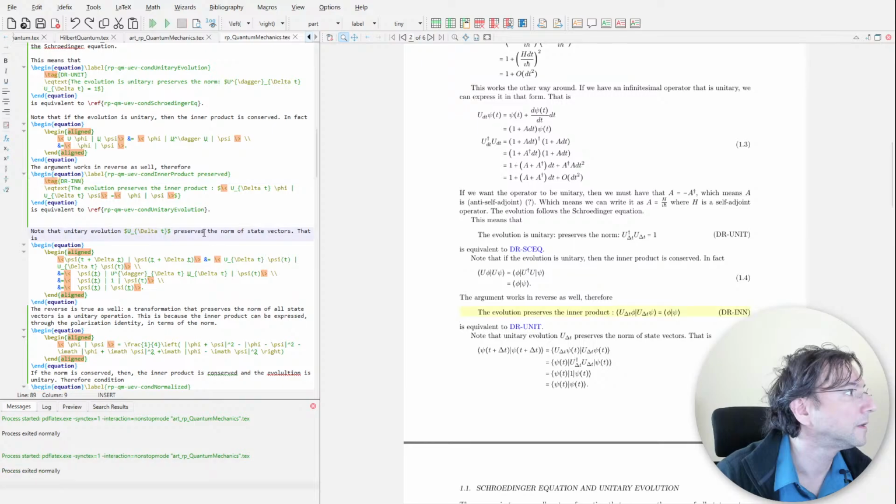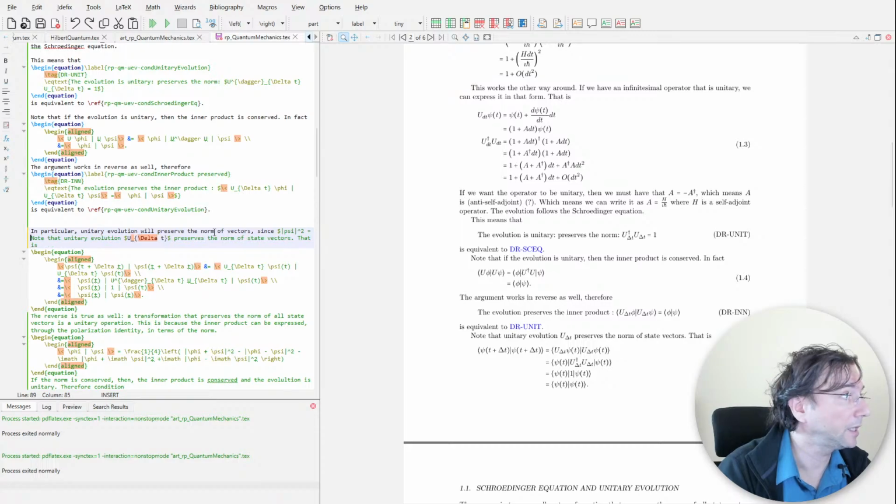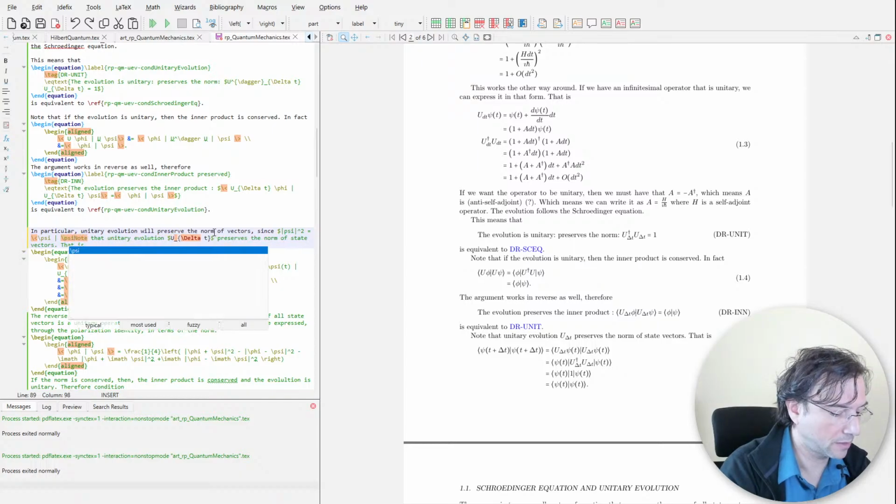So in particular, we don't need all these. In particular, unitary evolution will preserve the norm of vectors, since psi squared equals psi psi.